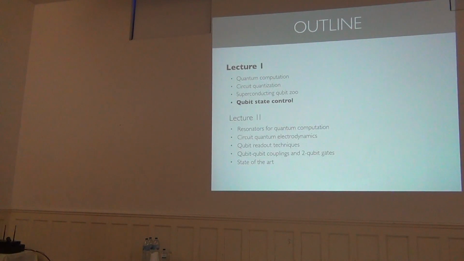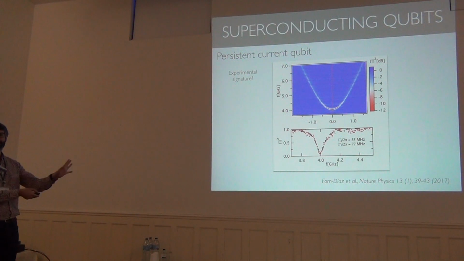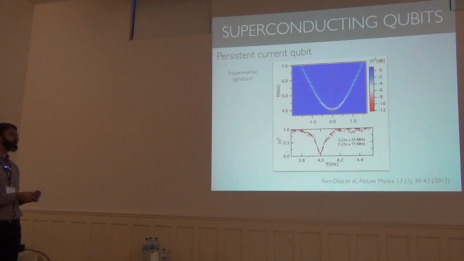Okay, so now you know 2 of these qubits. This is the transmission coefficient. What are the measures? I didn't talk at all about how to measure these qubits. This is a qubit connected to a waveguide. And in that case, you measure scattering through the qubit. So this is essentially transmission through the qubit.